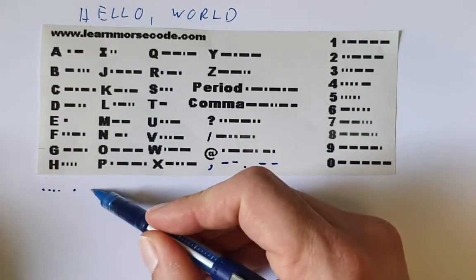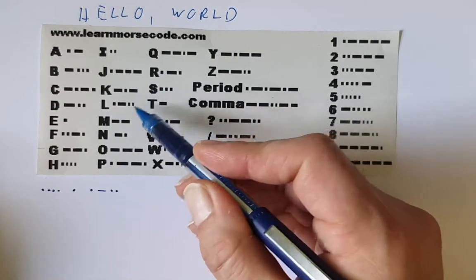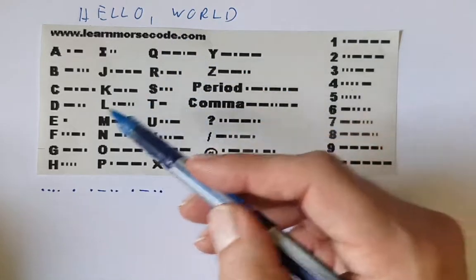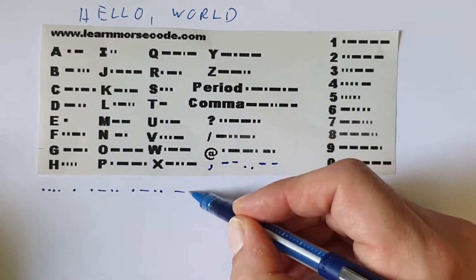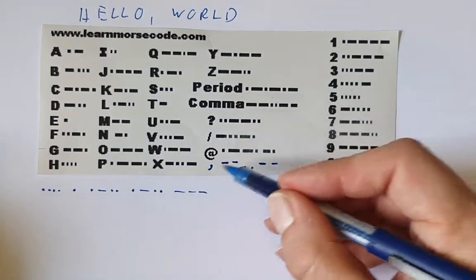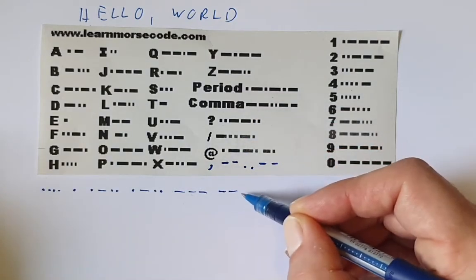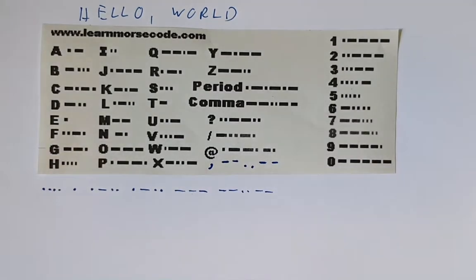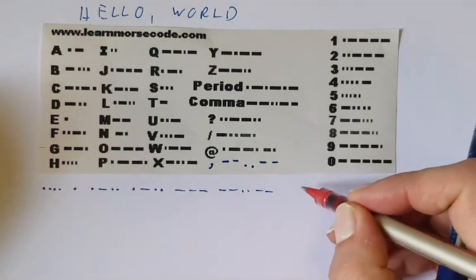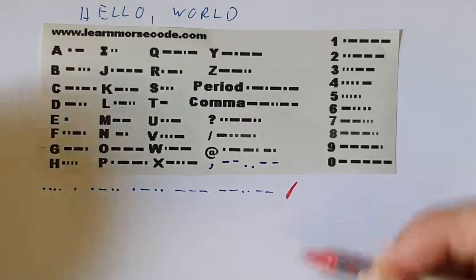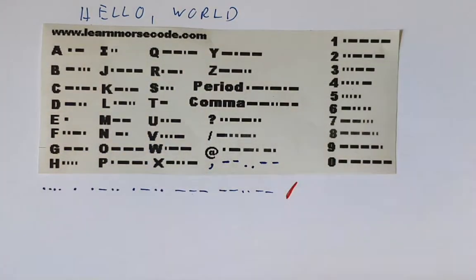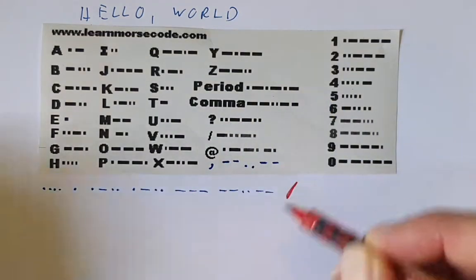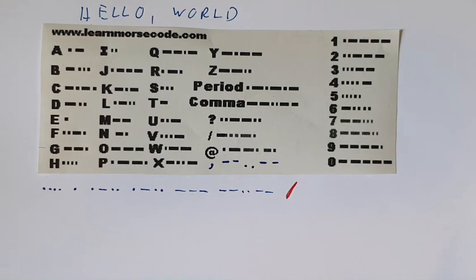L, again an L, and an O. I added also the comma here, so it's this. And then we need a longer pause here at the end. This longer pause gives us the signalization that a new word starts. We should not forget that there are also small pauses between the different characters.